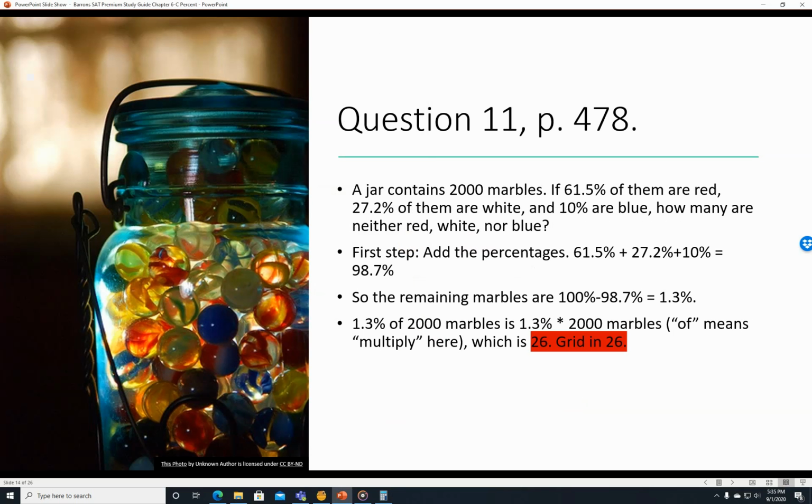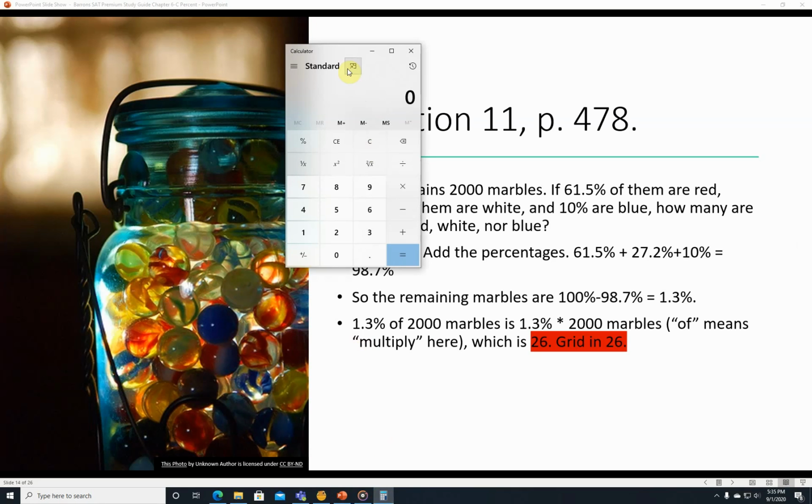Question 11, page 478. A jar contains 2,000 marbles. If 61.5% of them are red, 27.2% of them are white, and 10% are blue, how many are neither red, white, nor blue? All right, let's assume it's on the calculator section.